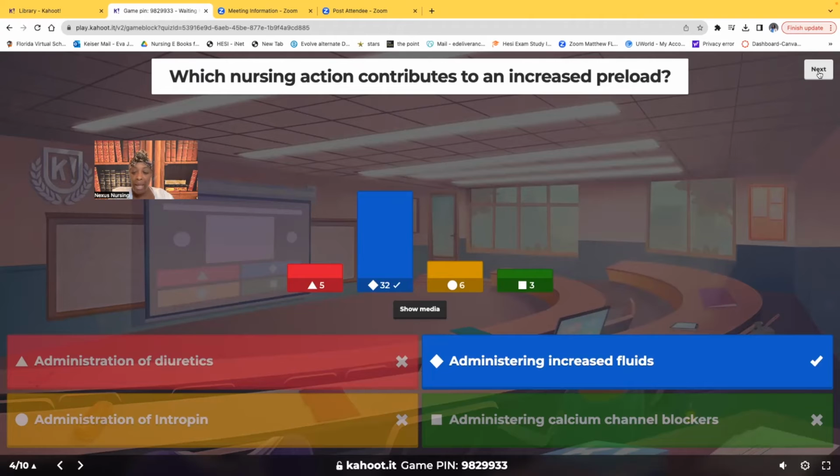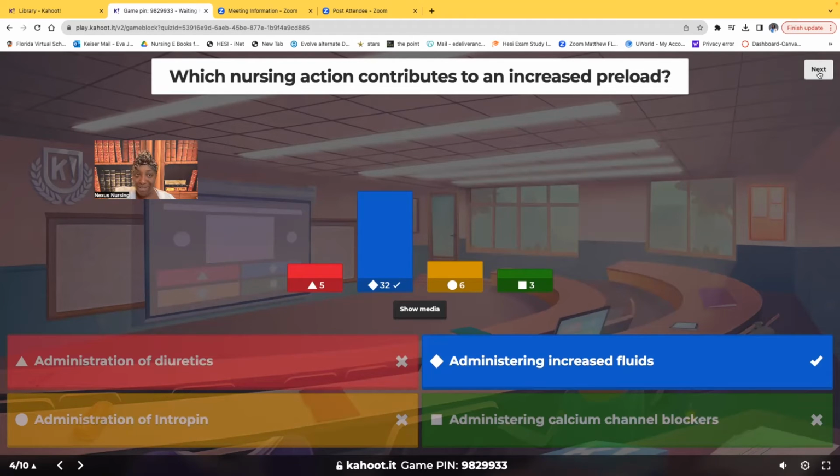And last, calcium channel blockers. Calcium channel blocker, you know, it's a type of antihypertensive. And that also, guys, you don't expect it to really mess with the preload, but you expect it to decrease contractility, okay? So the only one for this that you would expect preload to be increased is giving the patient more fluids, and it makes sense.